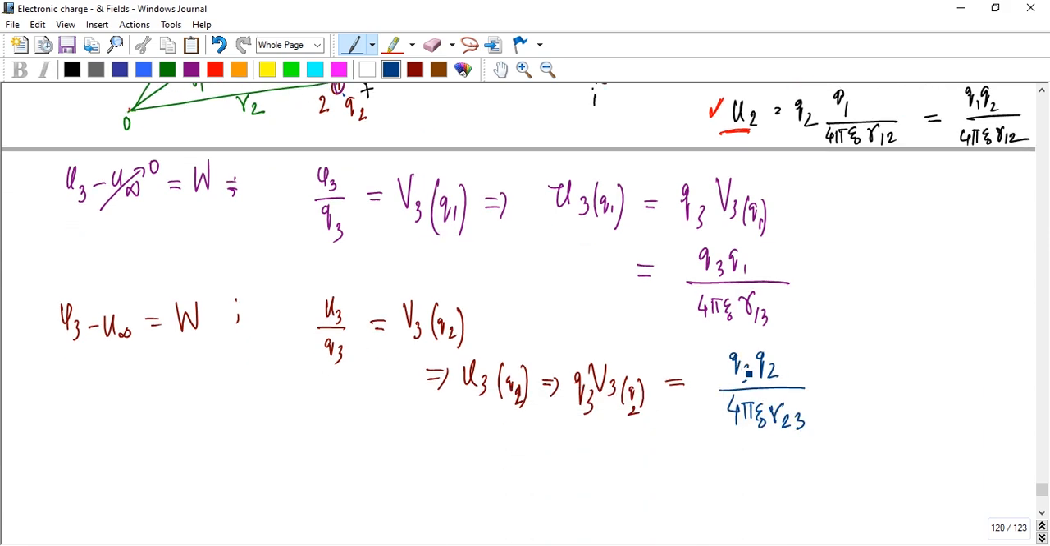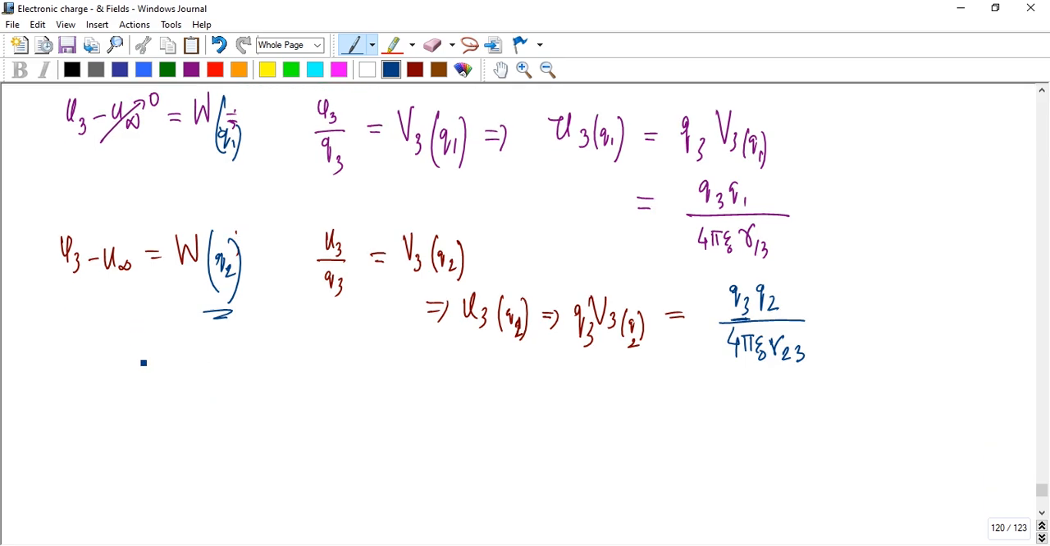And Q3, that is a charge, needs actual work done to bring it from infinity to point 3. So here the work done is against the repulsive force due to Q1 and due to Q2. Now the energy U3 depends on Q1 and Q2. So the potential at Q3, V3 of Q1, with Q3 as the test charge, and due to Q2.